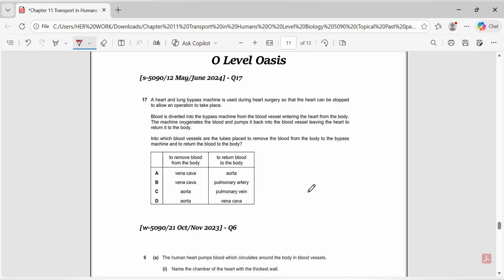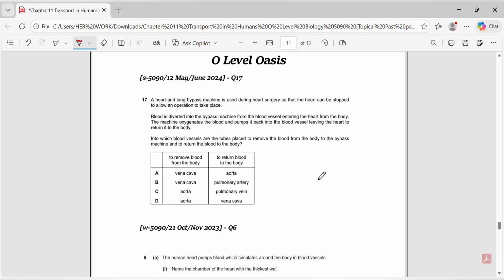To remove blood from the body, the tubes must be inserted into the blood vessel that normally carries deoxygenated blood back to the heart from the body. This vessel is the vena cava. Both the superior and inferior vena cava transport deoxygenated blood into the right side of the heart, so diverting blood from the vena cava allows it to be removed before it reaches the heart.